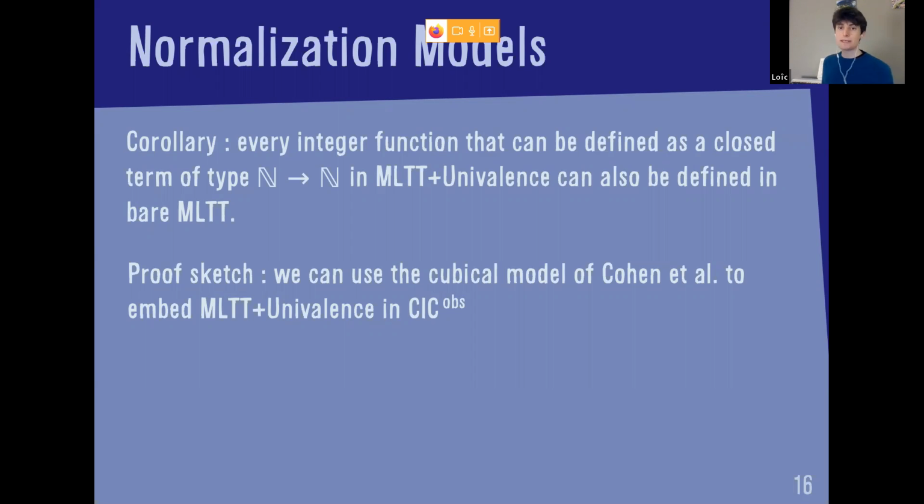Every integer function that we can define as a closed term of type nat, arrow, nat in Martin-Löf type theory augmented with the univalence axiom can also be defined in bare Martin-Löf type theory. And in order to prove this, we can use the cubical model of Coquand, Cohen, Huber, and Mörtberg to embed Martin-Löf type theory with the univalence axiom into our type theory, the observational calculus of constructions.